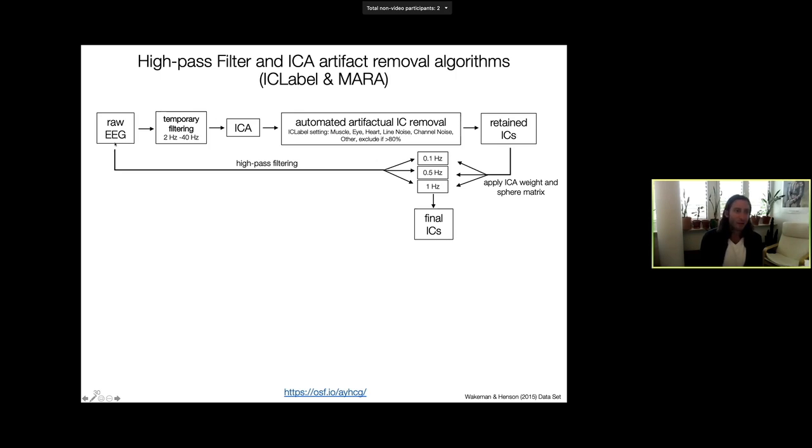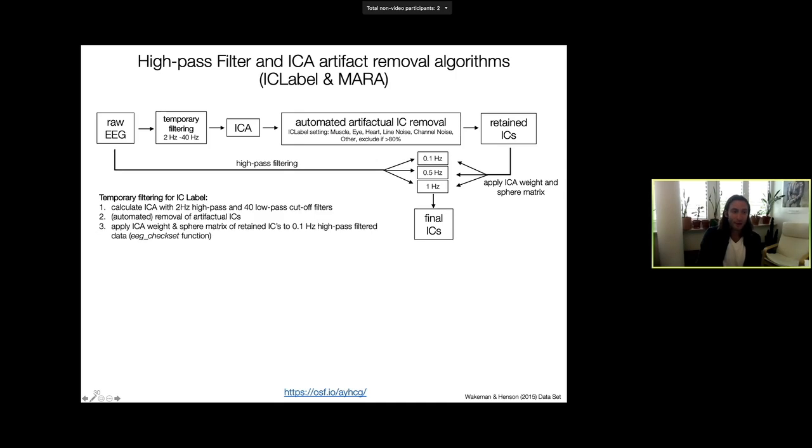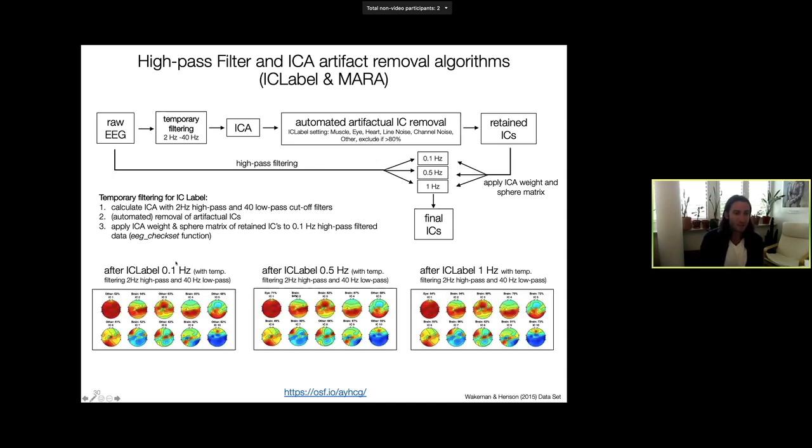At the same time, on another version of the raw EEG, we apply high-pass filtering with much lower cutoffs, which is seen here. Actually, it's way too high. Then from the retained independent components, we take the ICA weight and sphere matrix and apply them on this high-pass filtered data with lower cutoffs, and then we get the final independent components and the clean data. Here I wrote it out again for you to check later. Applying the ICA weight and sphere matrix can easily be done with the EEG checkset function in EEGLAB.